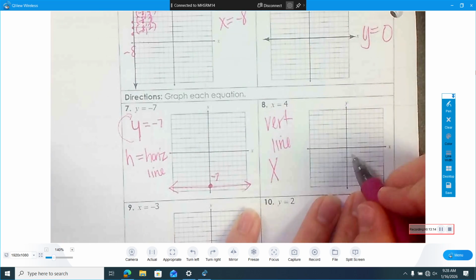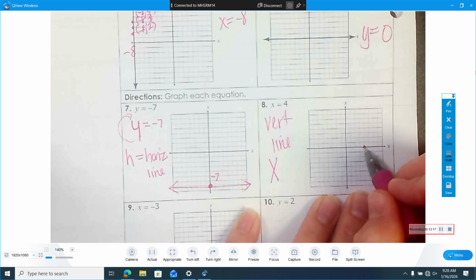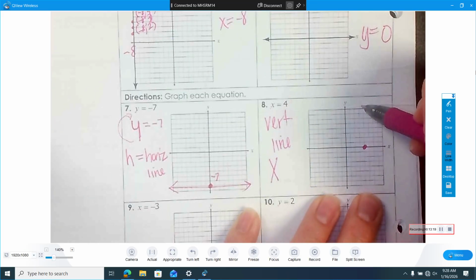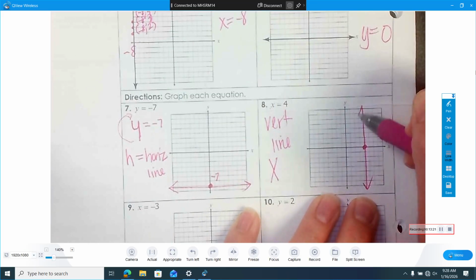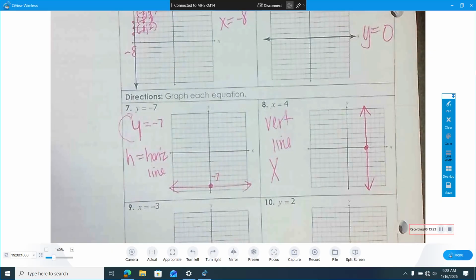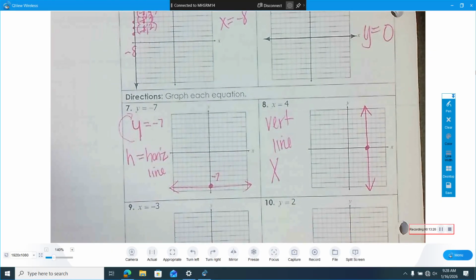I need to go to the x-axis at 1, 2, 3, 4. That's my x-intercept, and I want to cross the x-axis. So there's my vertical line through x equals 4.